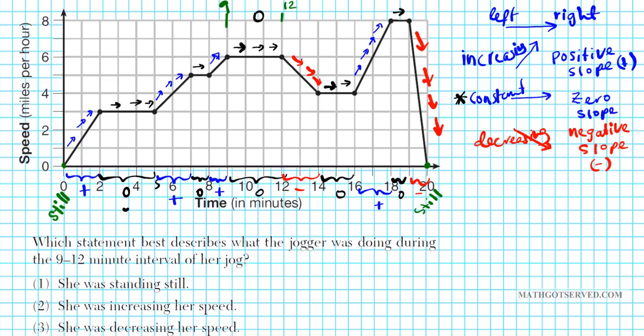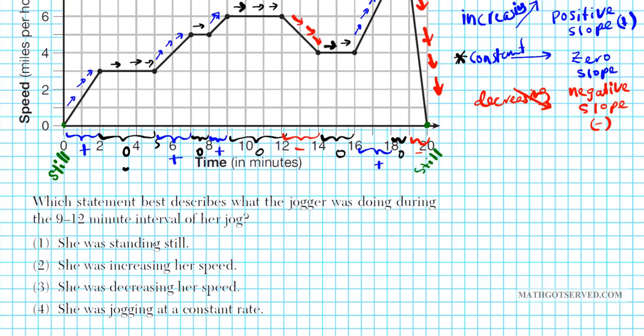Okay, so let's go ahead and look at our options. She was standing still, that's a no. She was standing still at 0 and 20 only. She was increasing her speed, no. If she's increasing her speed, then the slope here must be positive, but it's not. So we'll cancel that out. She was decreasing her speed, is that true? No, because this would have been negative. It would have been going down from left to right in order to indicate that her speed was decreasing, so that's wrong.